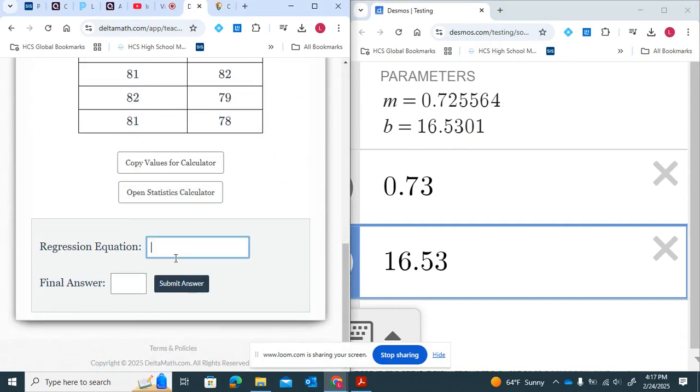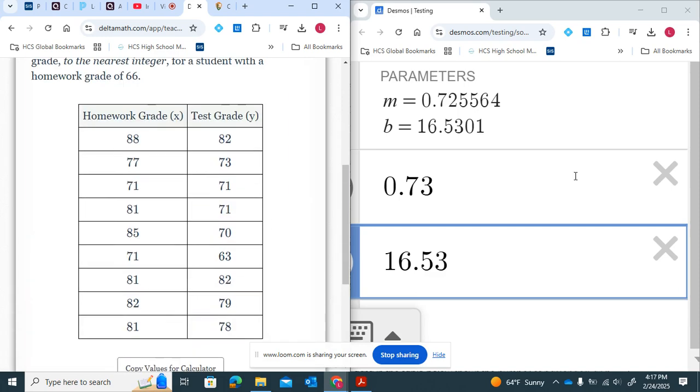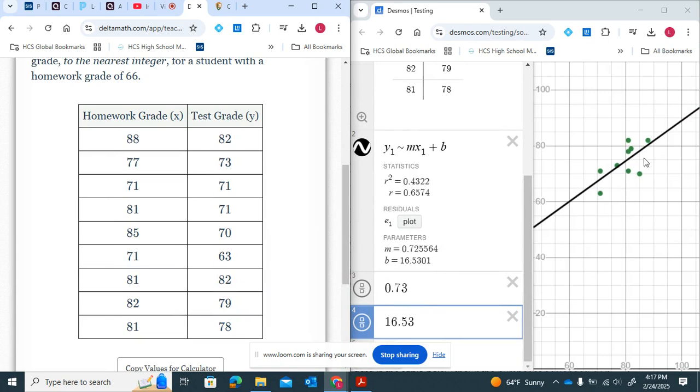So my slope is 0.73 with an X, and my Y-intercept is positive 16.53. And so that's my equation. That's my linear regression equation. That's my line of best fit for that data. And I like Desmos because it automatically draws that line. And you can see, it's the best fit. It's going through the middle. It's going through most of those points.